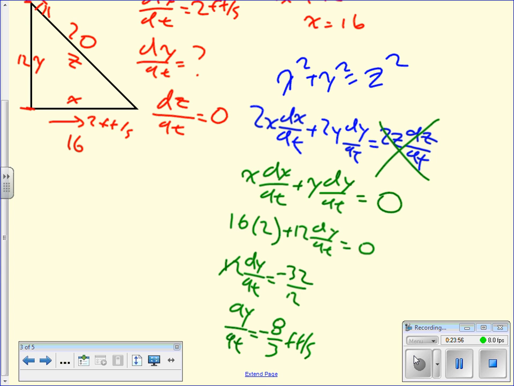And please, please, please leave them in fraction form, unless it makes no sense to leave them in fraction. And it should be negative, should it not? Yes, it needs to be negative.